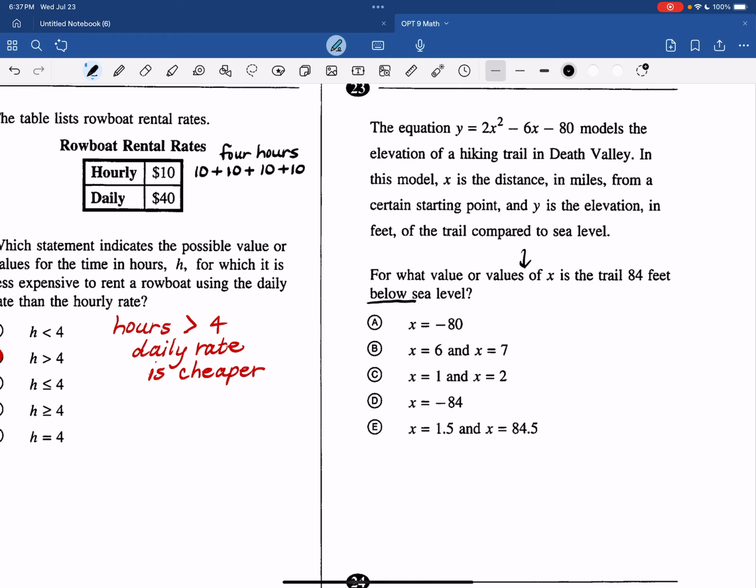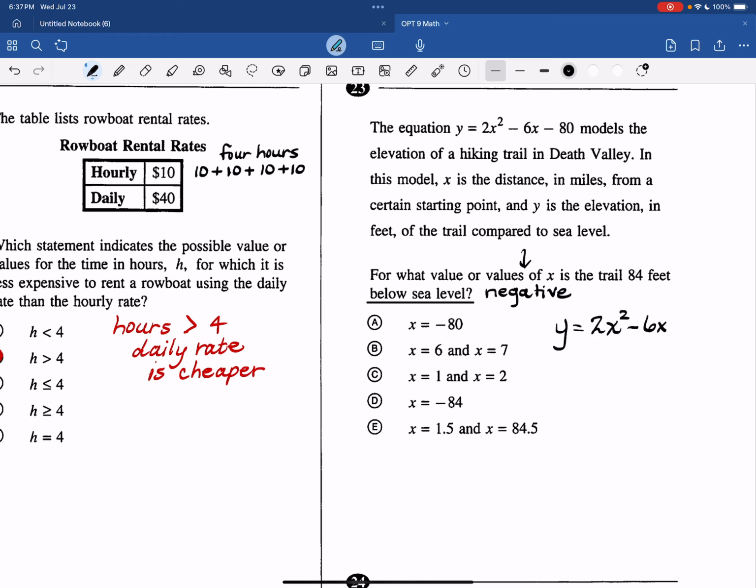So this below sea level is telling me that we're dealing with a negative elevation. Sea level is considered 0. This is below sea level. So let's plug in what we know. Actually, let's write the formula first.